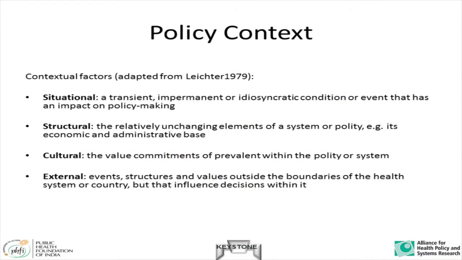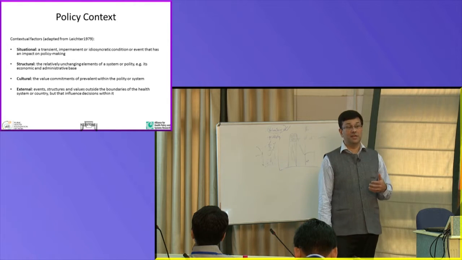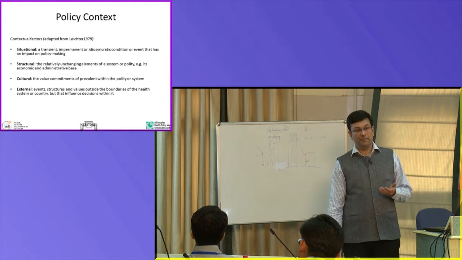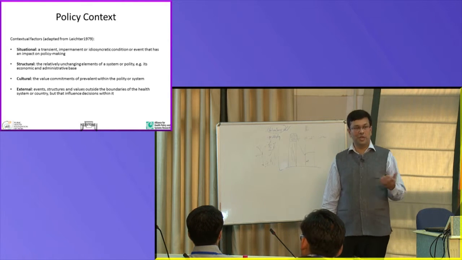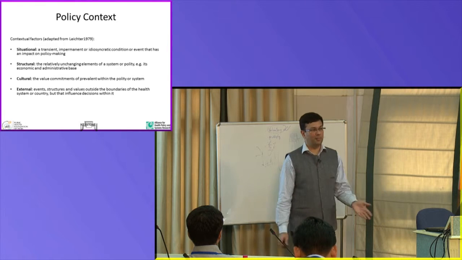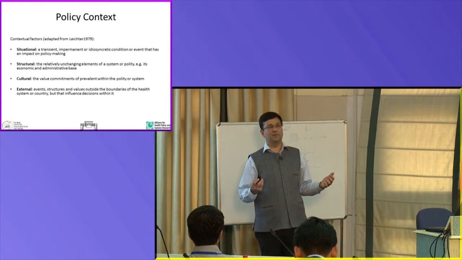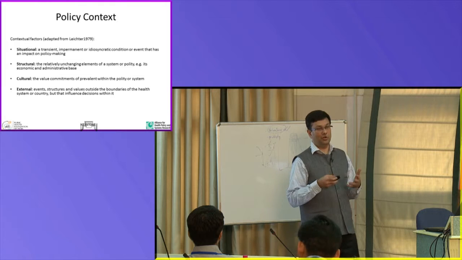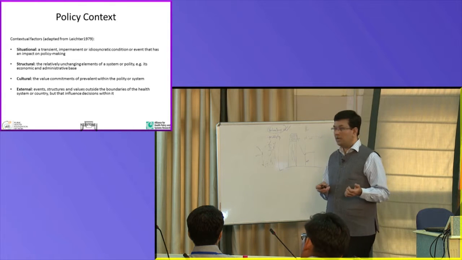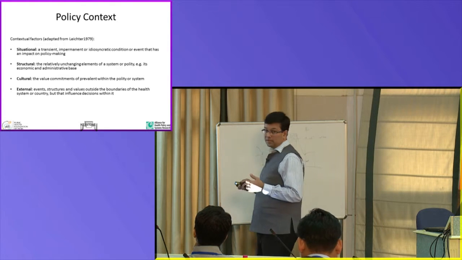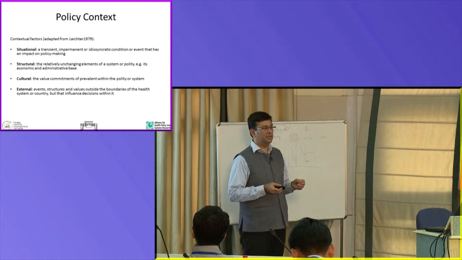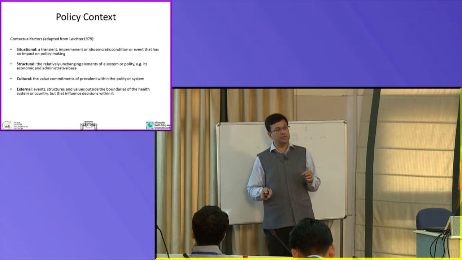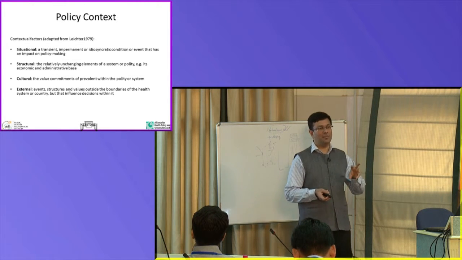Context can be either situational: transient, impermanent, or idiosyncratic conditions or events that have an impact. So some event, like you suddenly have a lot of Japanese encephalitis deaths in UP, which happen every year. Suddenly everybody wakes up. So that is your transient event, and that is an important context. But it's a situational context. It's happening at a particular point in time and space.